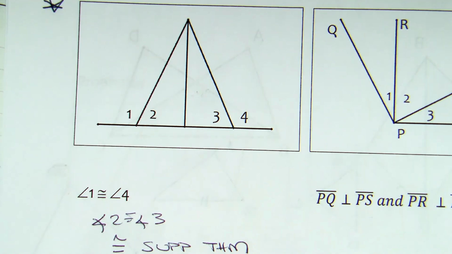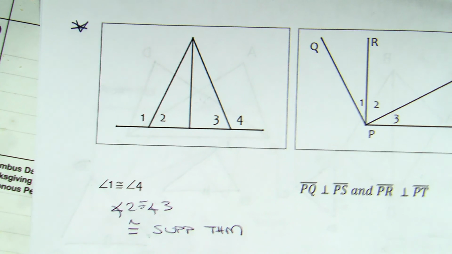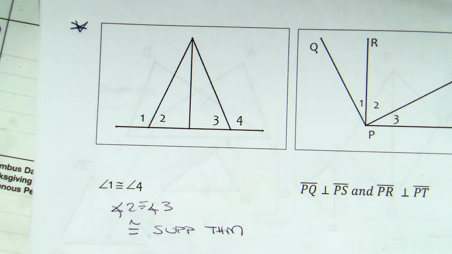So we developed this. We talked about linear pairs. We subtracted, made them equal to each other, and used the transitive property. You don't have to do that. You can just use congruent supplement theorem in your proofs. All right.